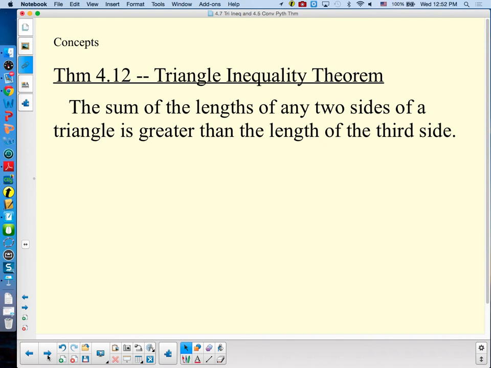Okay, so our triangle inequality theorem says the sum of the lengths of any two sides of a triangle is greater than the length of the third side. Because if they're smaller, it didn't reach. It didn't make a triangle. If when you add the two sides, it's exactly equal to the other one, it's going to be flat. There's actually no triangle. It's just a line. Or a segment, I guess.